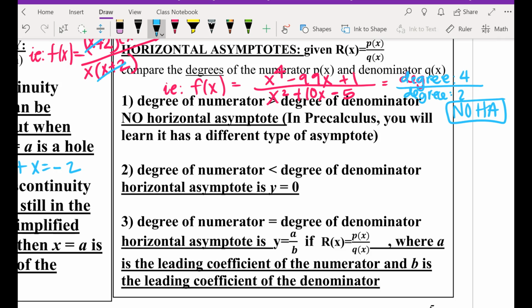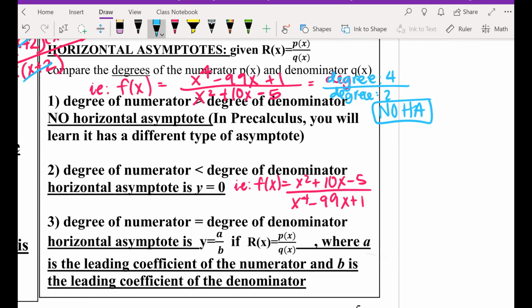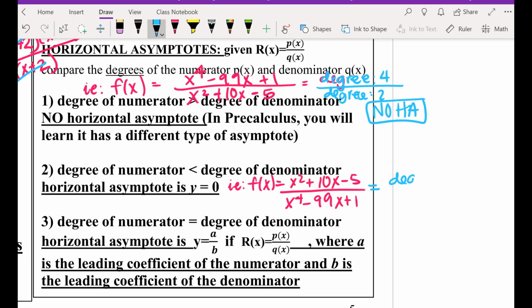Now, case number 2. If the degree of the numerator is less than the degree of the denominator, then immediately your horizontal asymptote equals what? 0. So let me make up an example, I'm just going to switch what I wrote on the top. F of x equals (x squared plus 10x minus 5) all over (x to the 4th minus 99x plus 1). Again, the degree on the top is 2. What's the degree on the bottom? Well, it's 4.